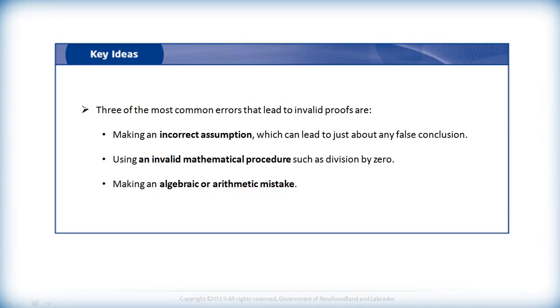Okay, so don't forget, we've got to watch out for incorrect assumptions, invalid mathematical procedures, and also arithmetic mistakes or algebraic mistakes. Don't forget that circular reasoning thing we mentioned last time. That can come up, but circular reasoning is not really one that you have to identify. All you got to do is say, well, if somebody started with the thing they're trying to prove, they're in trouble.